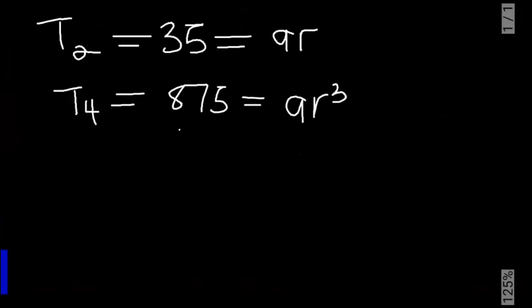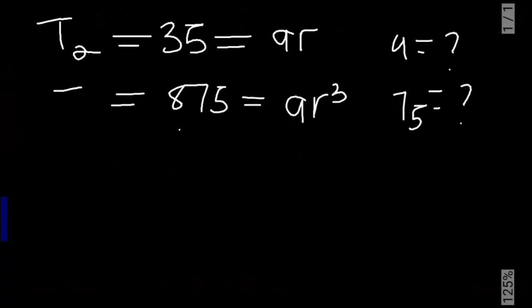So we are told to find a, the first term, and the fifth term. We're not told to find the common ratio, but that doesn't mean you shouldn't find it. The first term and the common ratio are needed, so we have to get the first term and the common ratio. So let's erase this. This is not necessary.